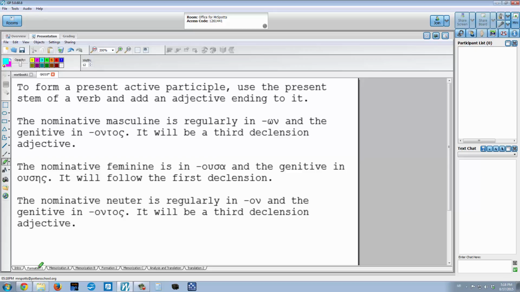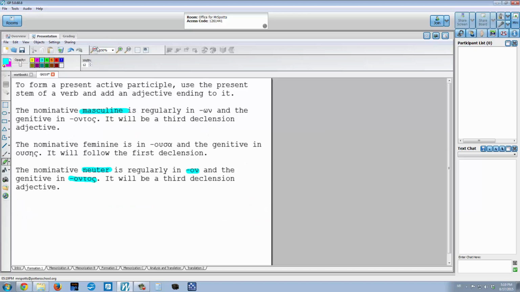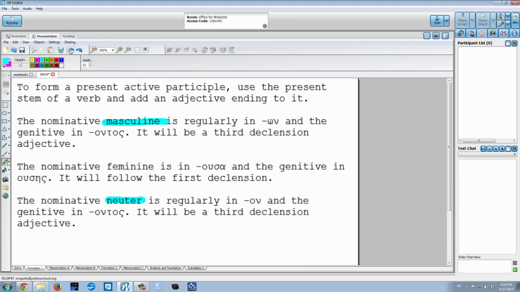All right, in this lesson we want to learn to form a present participle, and we'll form a present active participle, and then later we'll work on a present passive participle as well. The middle looks just like the passive. Now, to form a present active participle, all we do is use the present stem of a verb, and then add an adjective ending to it. The masculine and the neuter are both going to be third declension. The masculine nominative singular will end in -on and have a genitive in -ontos, and the neuter will be -on with a genitive in -ontos. Those will both be third declension adjectives.